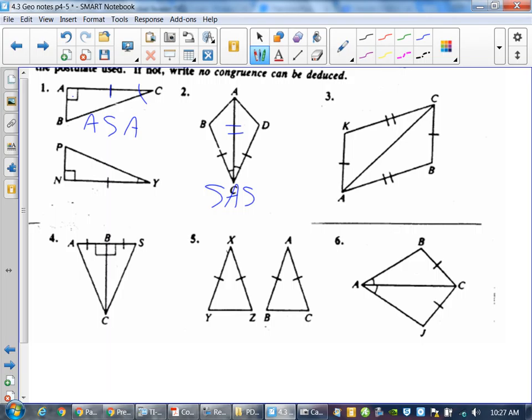We haven't even gotten to it. Probably not, because I want to go over it. Those are great notes. Those are great examples for proofs.